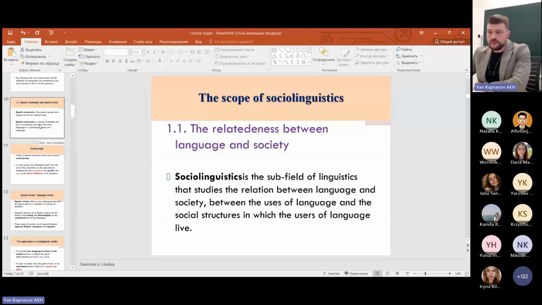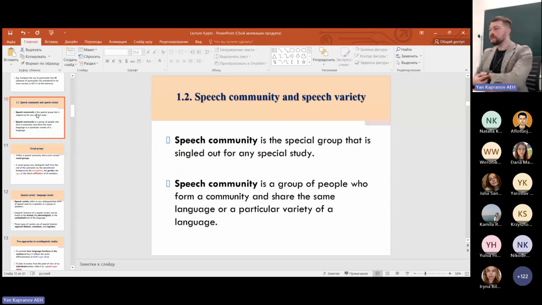I'm going to show you the next slide: speech community and speech variety. When we speak about the users of this or that language, of course, we have to speak about certain speech communities. Speech community, you see on the slide, is defined as a special group that is singled out for any special study. A speech community is a group of people who form a community and share the same language or a particular variety of a language.